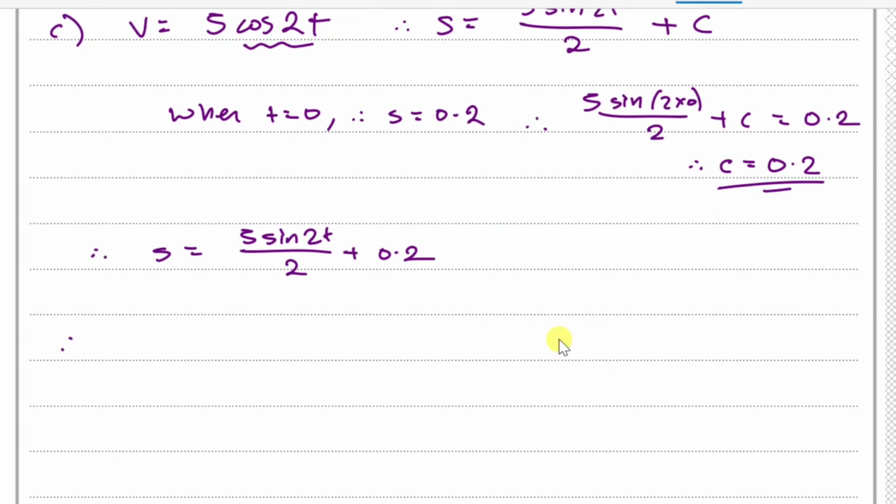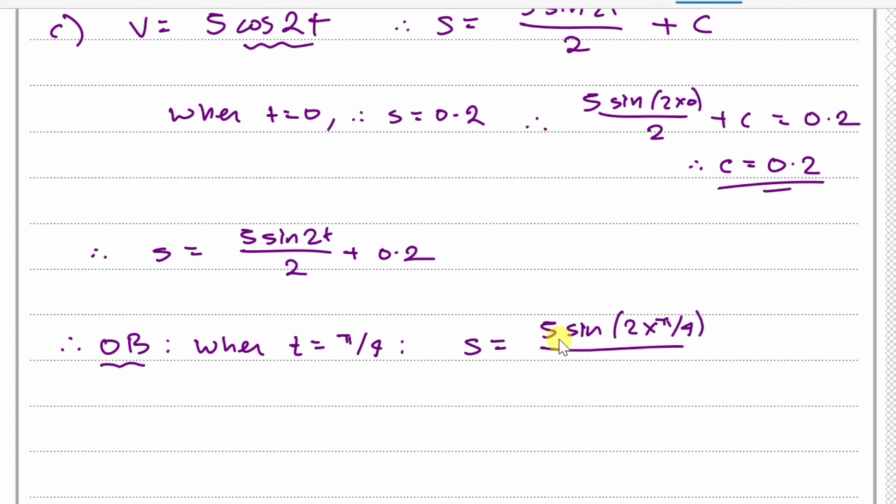So for distance OB, when t equals pi over 4, just plug it in. The distance is now going to be, again just plug it all in and put it in your calculator, 5 sine of 2 times pi over 4, over 2, plus 0.2. I did this already, guys, and I think you should get roughly 2.7 meters. And that's it. This should cover it all.